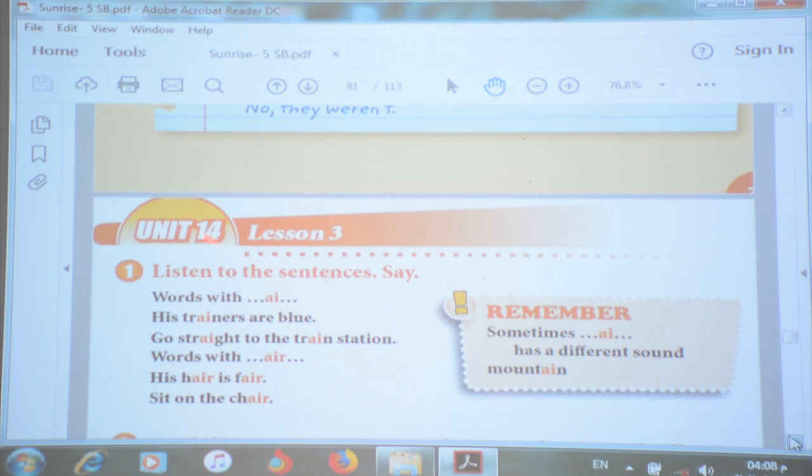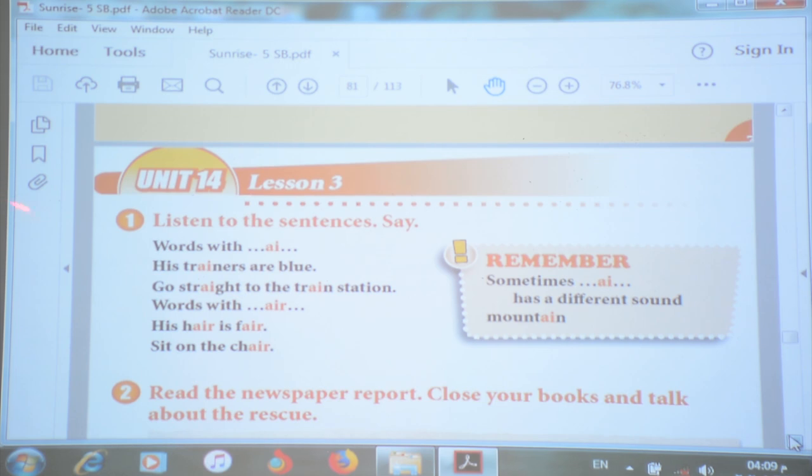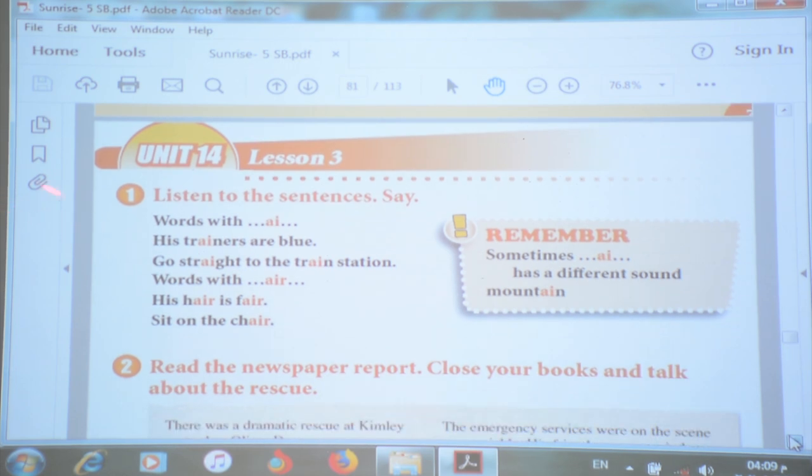Let's go to unit 14, lesson 3. It's about the sound, how we say some letters with words, how we pronounce some words. Words with A. How should we read A? His trainers are blue. Go straight to the train station. Words with air. Look well. Trainers, straight, train. Words with air.